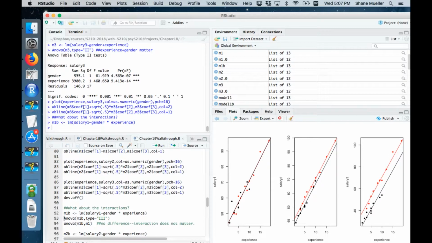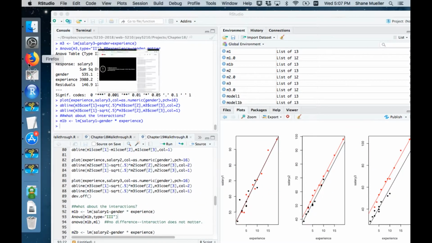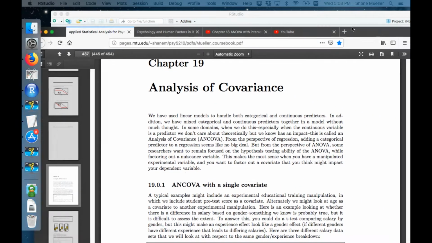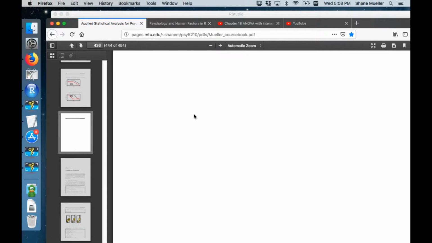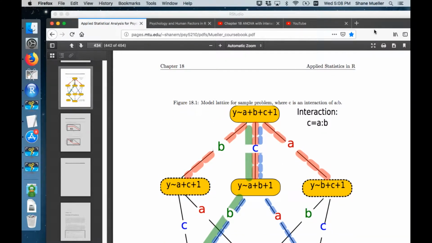So in the first case, there's no big deal here to add the interaction. But we do have to think about how we want to test these. What is the type of ANOVA we want to use to test these? And if we go back to our model lattice, now you have to start thinking about this.